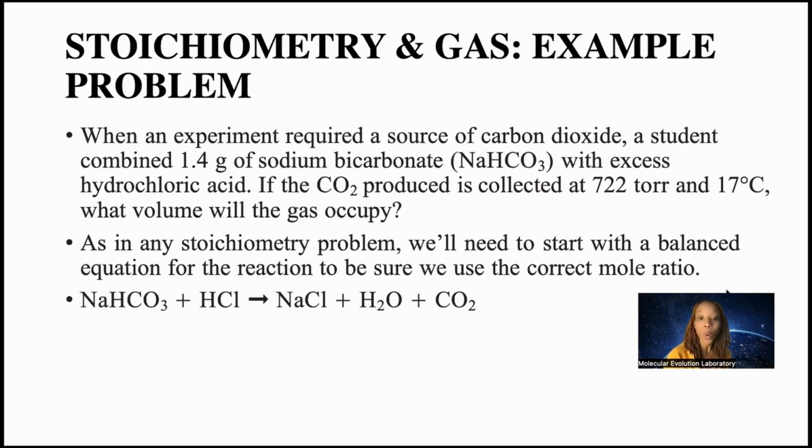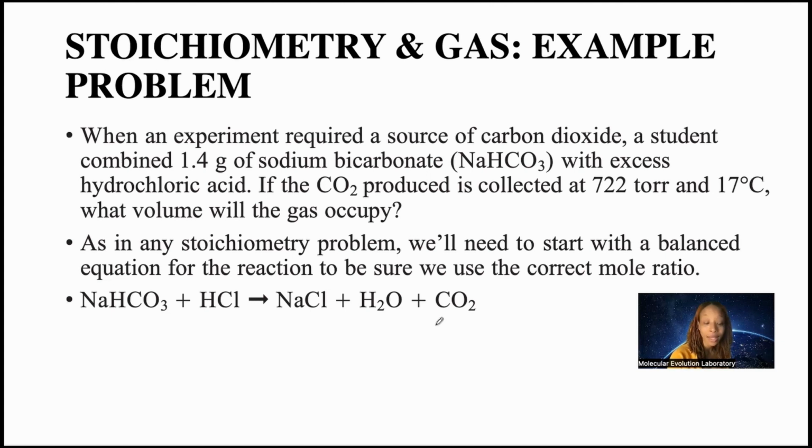When an experiment required a source of carbon dioxide, a student combined 1.4 grams of sodium bicarbonate, NaHCO3, with excess hydrochloric acid. If the carbon dioxide produced is collected at 722 torr and 17 degrees Celsius, what volume will the gas occupy? With any stoichiometry problem, as we've mentioned before, we need to start with a balanced equation to be sure we use the correct mole ratio. Sodium bicarbonate reacting with hydrochloric acid gives us sodium chloride, water, and carbon dioxide.